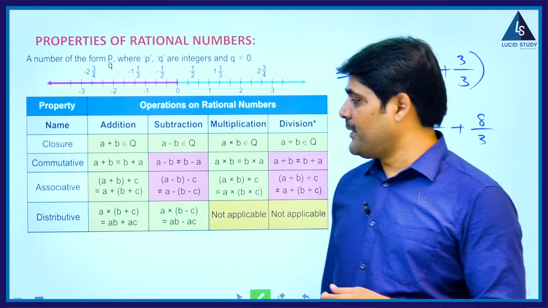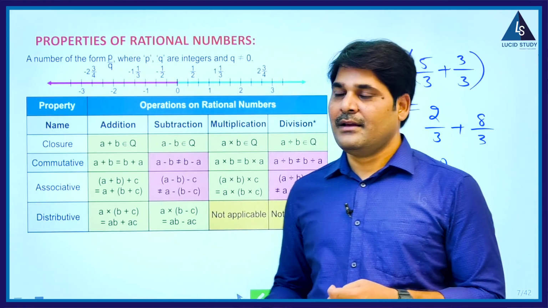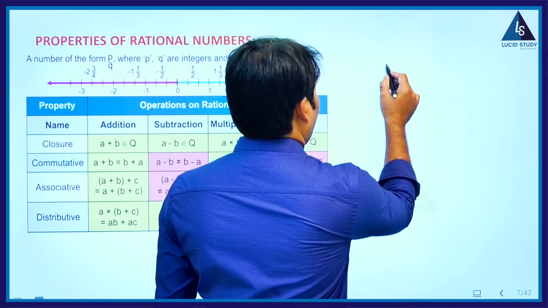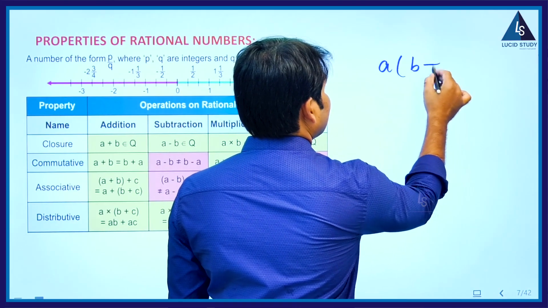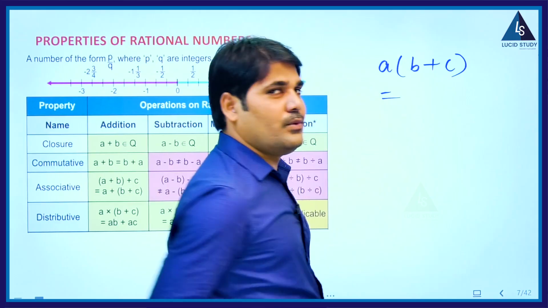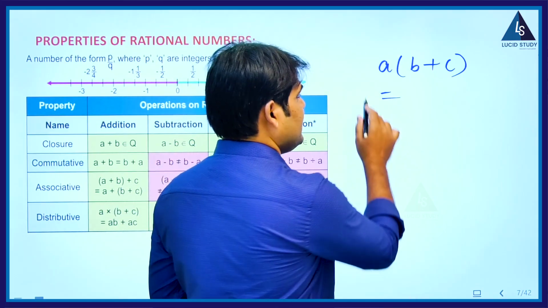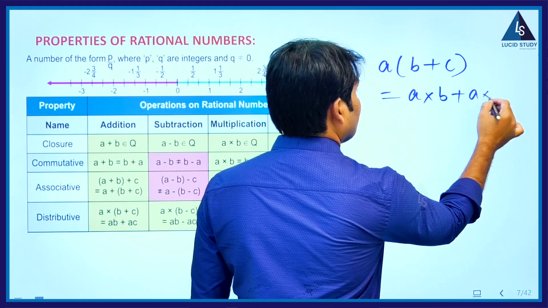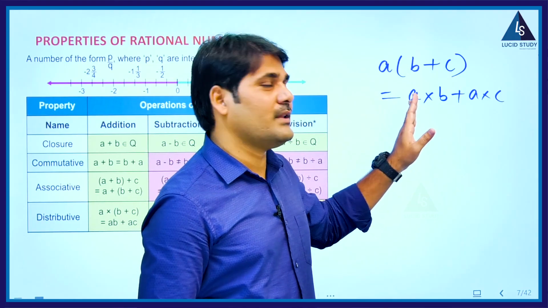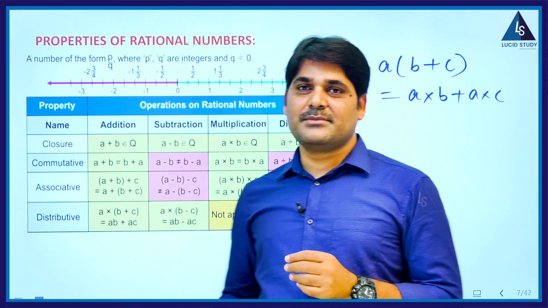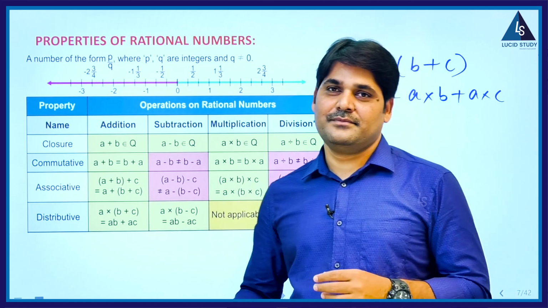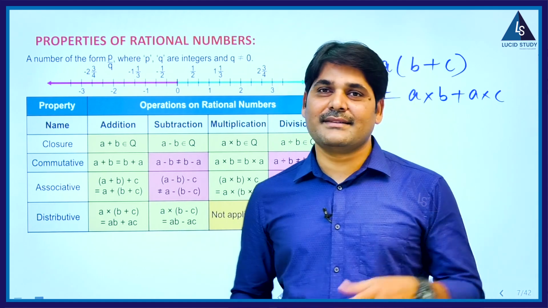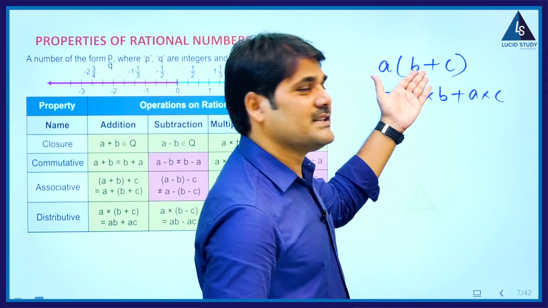So distributive property means A into B plus C is equal to AB plus AC. What do you mean by this? So A into B plus C is equal to, what I am doing is, I will multiply A into B plus A into C. Okay. So this is true. That is why this is called distributive law under addition. Next, distributive law under subtraction means just we need to change the sign.